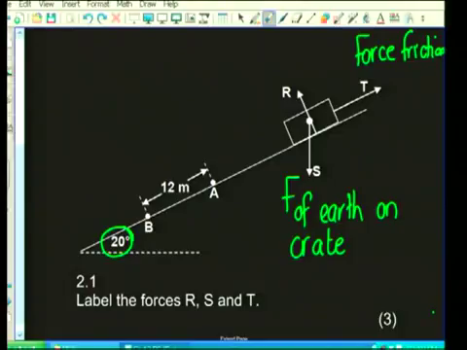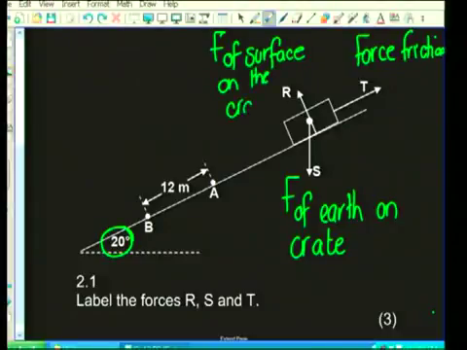R is now the fun one. R is your reaction force or your normal force, okay? Or we can say R is the force of the surface on the crate. Instead of making you draw a free body diagram, I'm asking you to just label. All right, next one.